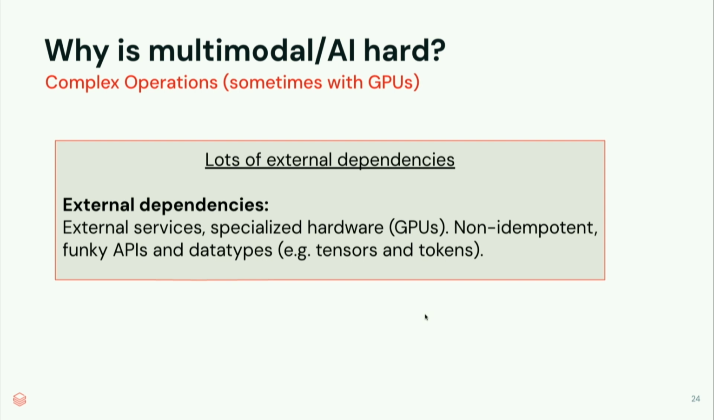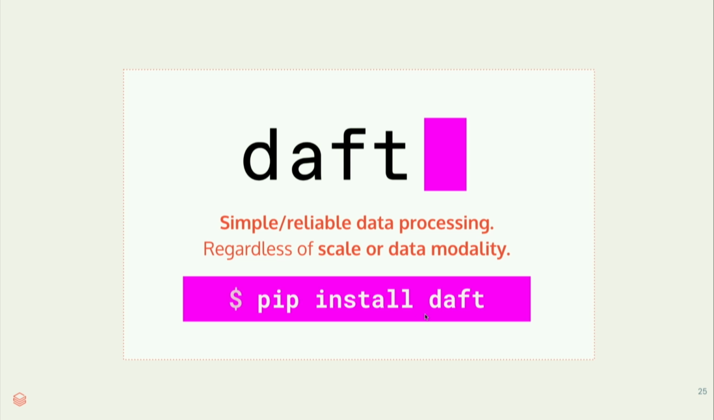And they have funky APIs and data types, right? The GPUs want you to send in tensors. Spark has no idea what a tensor is, or a token. So it's extremely challenging to work with multimodal data as we know it today. And that's really what we're trying to solve with Daft.